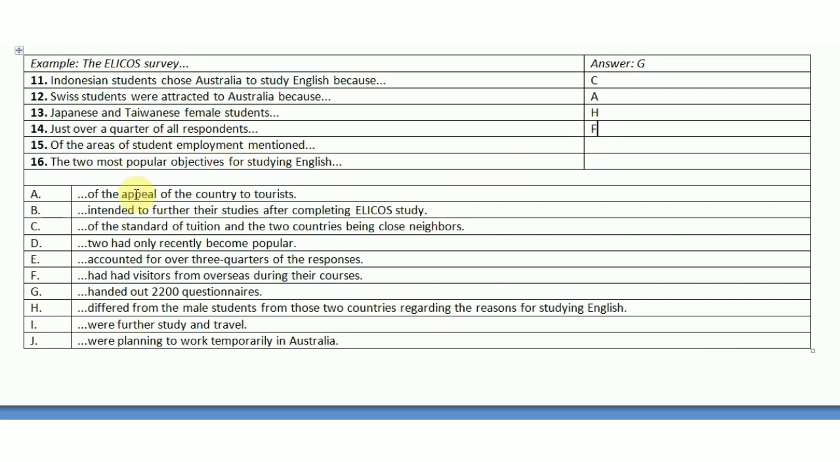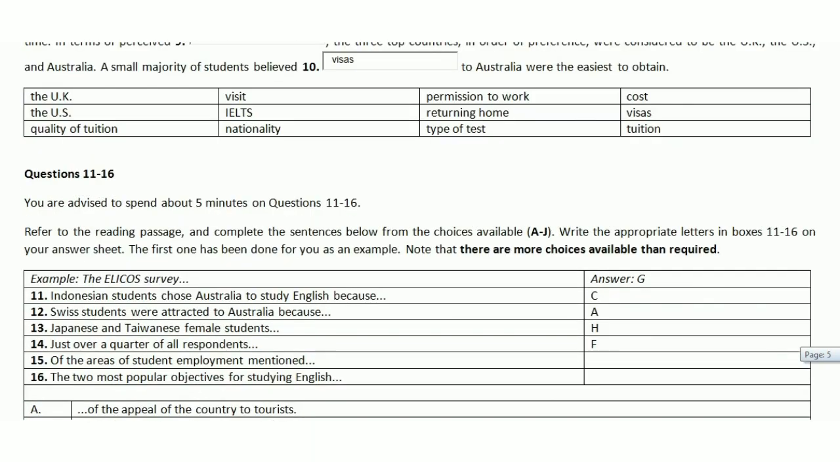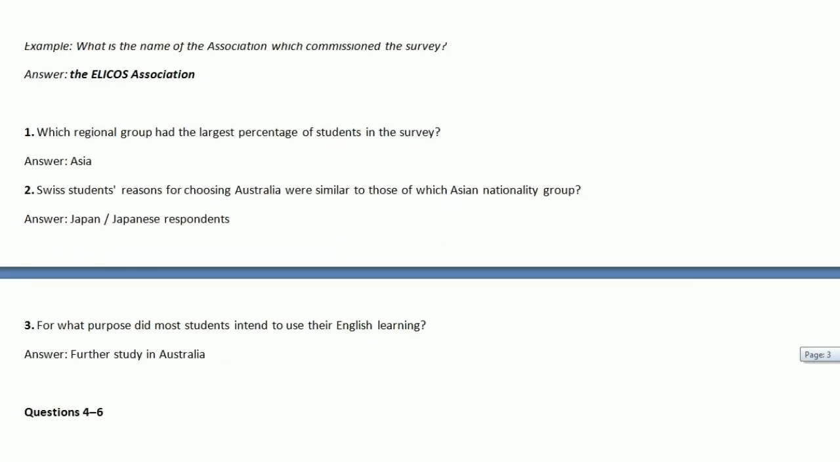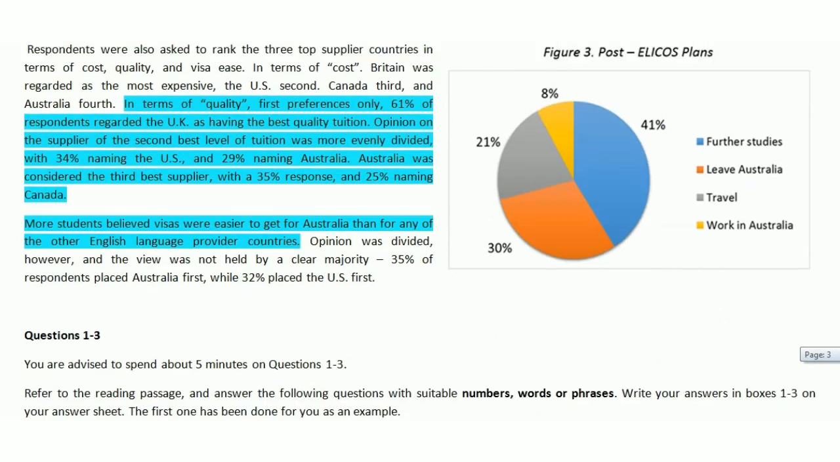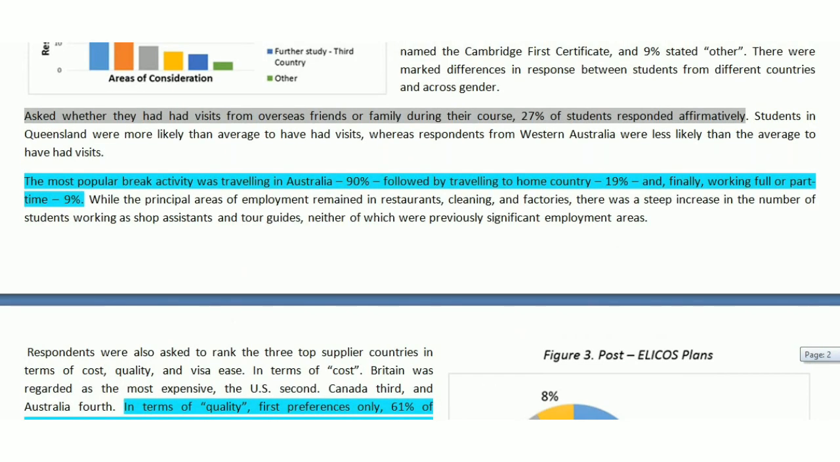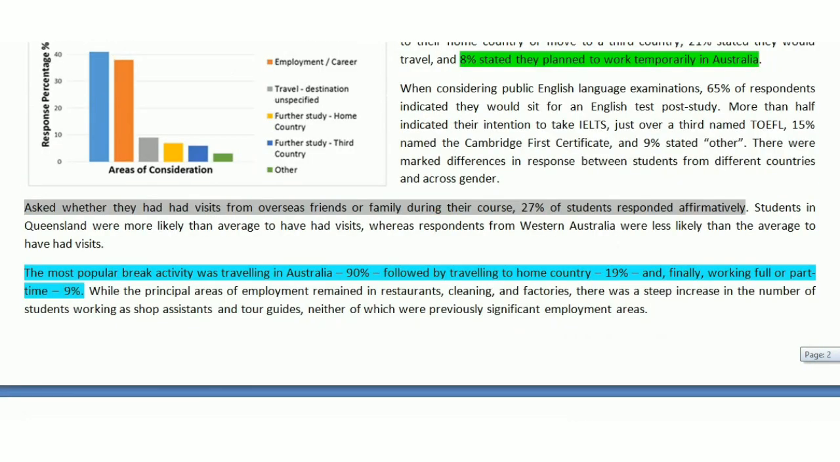Okay, now the second last question. It is of the areas of student employment mentioned. They are talking about the student employment of the areas. What of the areas? Please give us some hint. Student employment, I guess they are talking about the paragraph in which information related to student employment is given.